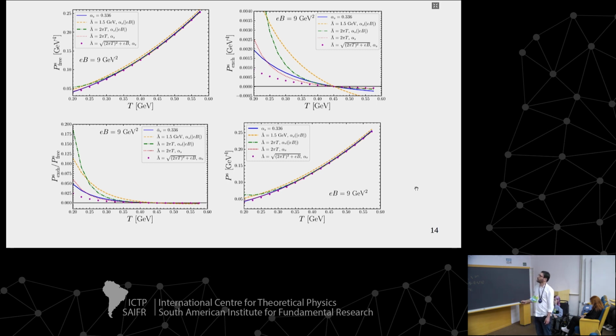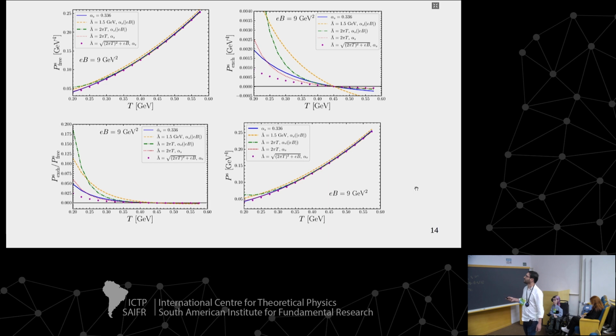And something important to show you here is this point in particular. The exchange pressure is zero at the same temperature for all the choices. So it is independent of the coupling constant, and it is independent of the mass.